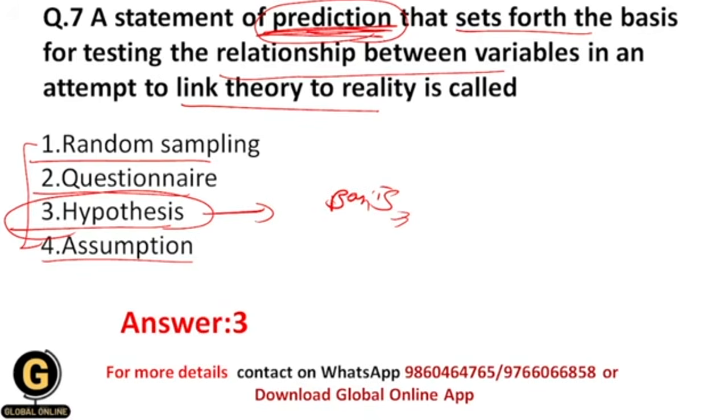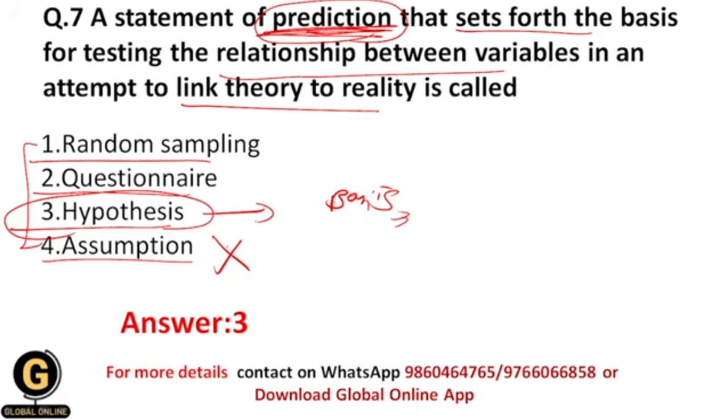All of you getting? And that's why your correct answer should be hypothesis, not assumption, because there is a lot of difference between hypothesis and assumption. Assumption is only the thing which comes after our intuitive thinking, but hypothesis is the proper prediction. It is a proper statement of prediction. This is not an intuitive thinking part. And as well, hypothesis includes the relationship between the variables, and as well this is an attempt to link theory to reality, but assumption is not like this.